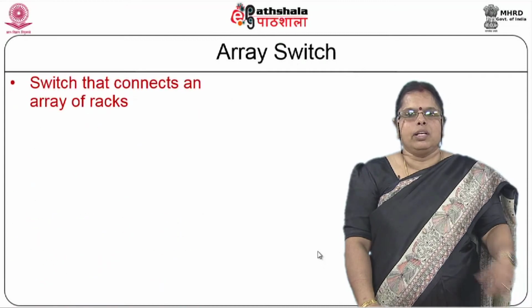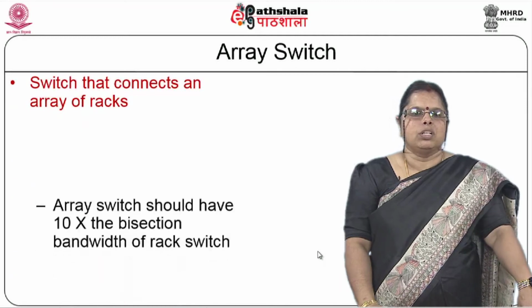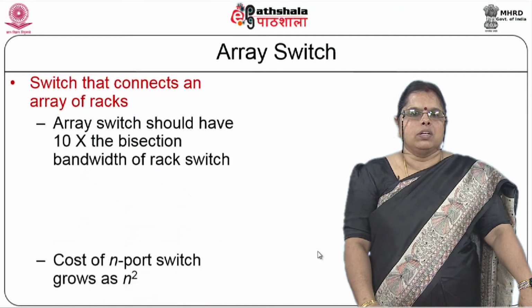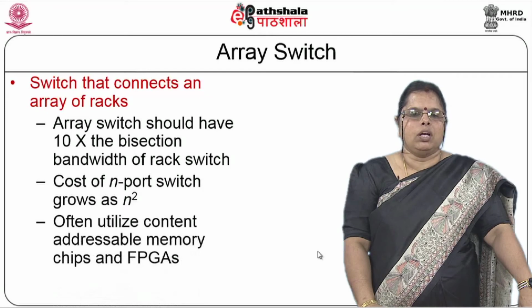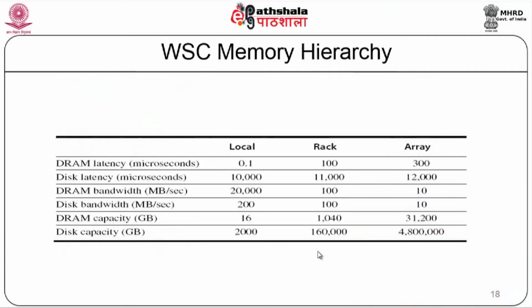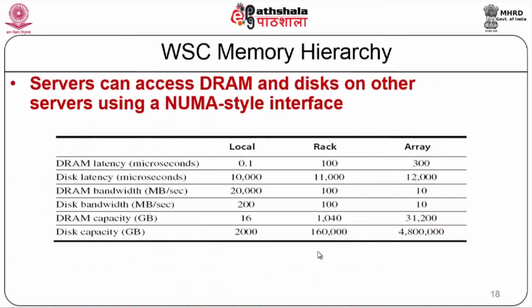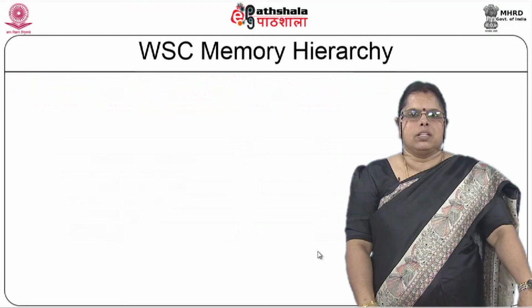And then for each array of racks, you have an array switch. This switch connects an array of racks. The array switch should have 10x the bisection bandwidth of the rack switch. The cost of an n-port switch grows as n squared. It often utilizes content addressable memory chips and FPGAs. So this gives you an example of the latency involved in accessing data if it is available in the local disk, within the same rack, or within the same array of racks. That gives you a feel of the latency involved.